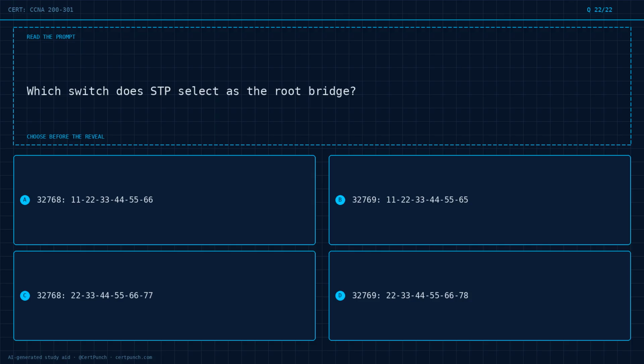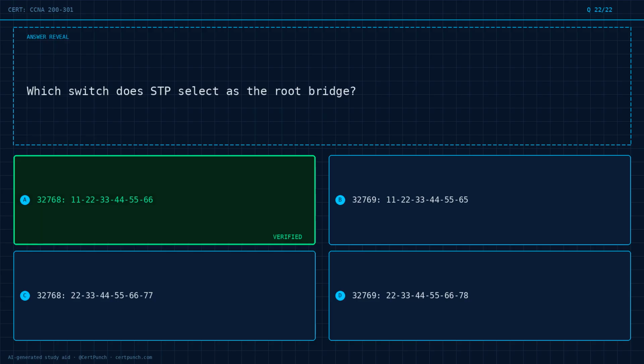Question 22 of 22. Which switch does STP select as the root bridge? Option A, 32768, the MAC address shown on screen. Option B, 32769, the MAC address shown on screen. Option C, 32768, the MAC address shown on screen. Option D, 32769, the MAC address shown on screen. Choose the best answer before the reveal. Commit to it now.